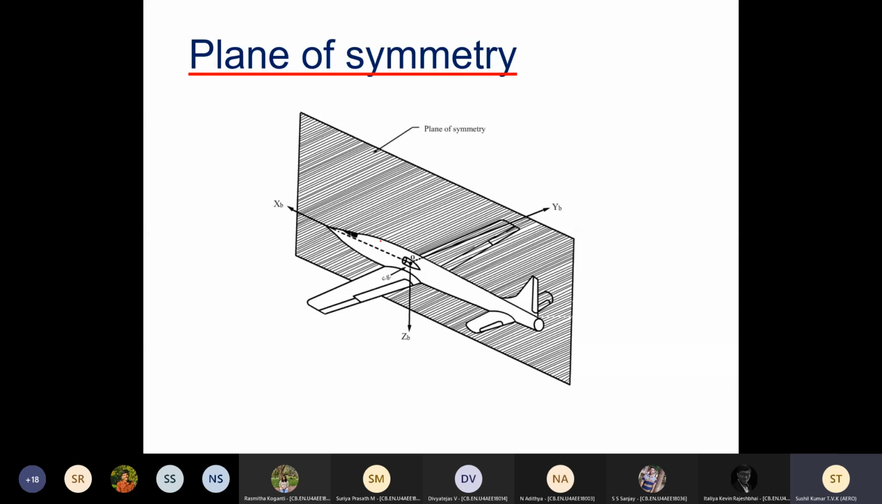Next assumption is plane of symmetry. So on the XZ plane, on both sides, we assume that the aircraft is perfectly symmetrical. Now, this assumption might not be valid. Suppose it is, let us say, a twin engine aircraft, and one engine fails. Definitely, you can't make this sort of assumption, because thrust is not going to be symmetrical.